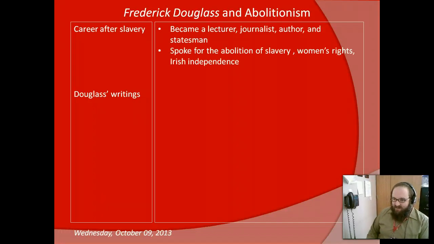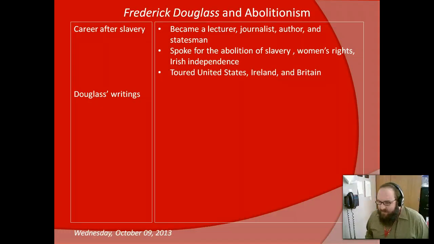a statesman. Did a lot of things with his life. Spoke primarily, as you can imagine, for the abolition of slavery throughout the United States, but also he was a women's rights advocate, and he was even an Irish independence advocate. He spoke on the circuit in Ireland and Great Britain for Irish independence. And yeah, he toured extensively. He was again a lecturer, so he toured extensively.